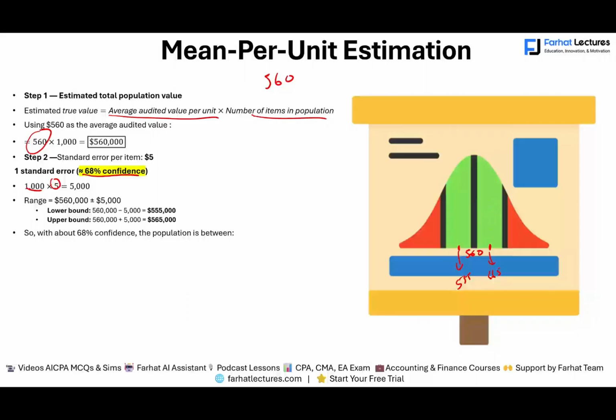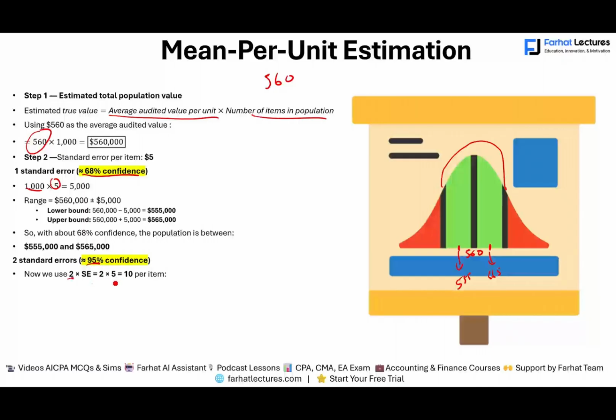As long as the client numbers fall within this green area, we should be in good shape. So at 68%, it doesn't fall within this area. Let's try if you want to be 95% confident, which is 2 standard errors.